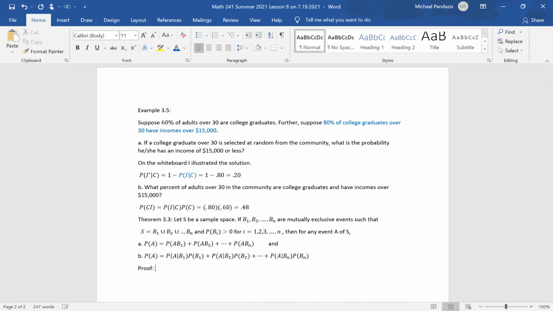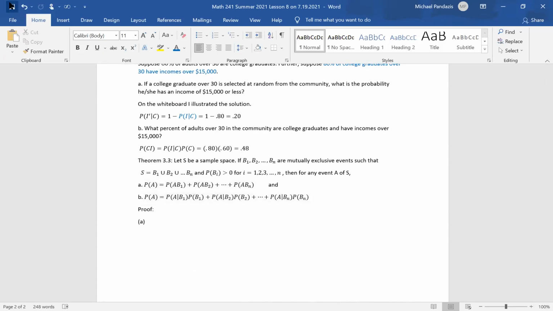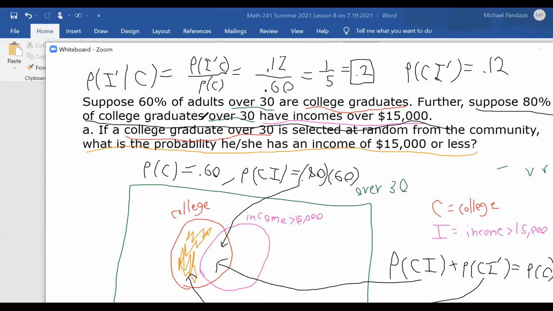Okay, so proof. So first let's prove A. For part A, B is a direct consequence of A. So once we prove A, B is going to be proved very easily. But let's look at A. We want to prove the probability of A is equal to the sum of these probabilities. Well, let's go to the whiteboard again. If you look at the Venn diagram, and let's say you have your universal set, U.